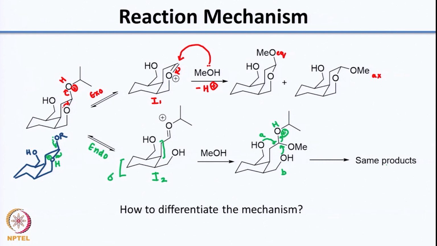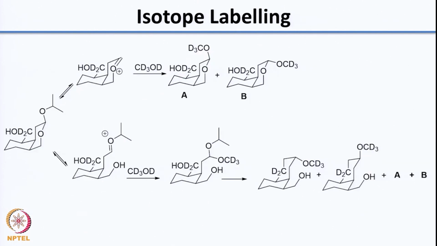So how do you know whether it is endocyclic or exocyclic? To distinguish between these two, what was done was a clever trick. This position was isotopically labeled. So you have CD2OH. Now the mechanisms are similar, I am not going to push the arrows. So this is your exo, this is your endo.